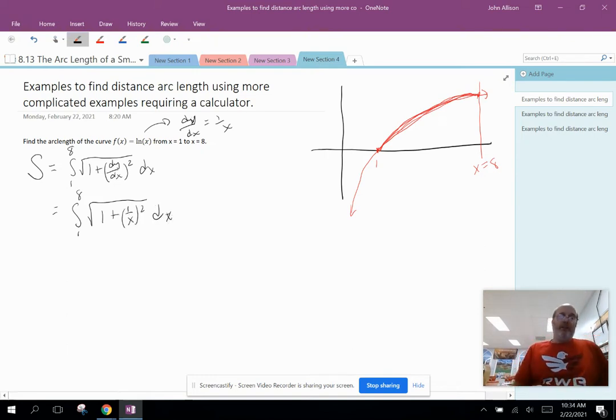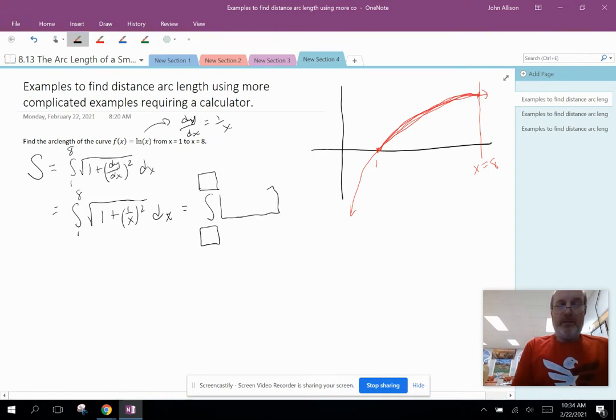So we can set up the integral as from 1 to 8, square root of 1 plus 1 over x squared, times dx. If we type that in the calculator, we're using the TI-84, so we know that when we hit Math 9, it gives us a box for the lower limit, a box for the upper limit, a box for the integrand, and then one more box for the variable of integration that we have to fill in. So we're going to fill these in with 1 to 8, and then 1 plus 1 over x squared, like this. Then x is the variable we're integrating with respect to.